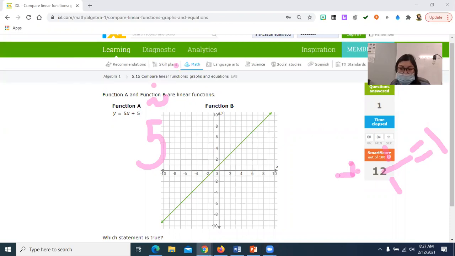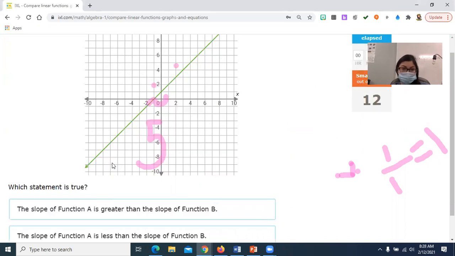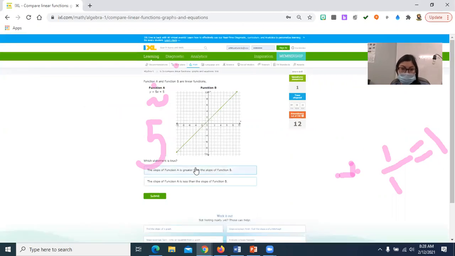So let's see which one of these says that. Okay, and now it's frozen. Okay, A is greater. So is that true? Yes, because the slope of A was 5, the slope of B was 1. So that would be true.